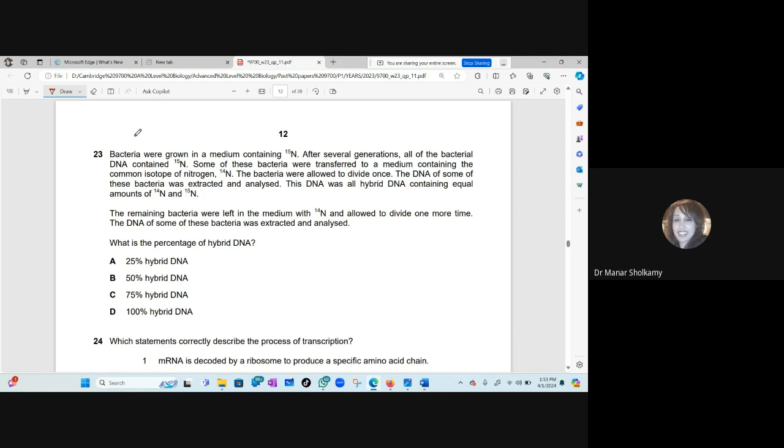Okay, 23. Bacteria are grown in a medium containing the heavy nitrogen. After several generations, all the bacterial DNA contained the heavy nitrogen. Some of these bacteria were transferred to a medium containing the common isotope, the light nitrogen. The bacteria were allowed to divide once. The DNA of some of these bacteria was extracted and analyzed. This DNA was all hybrid DNA containing equal amounts of 14 and 15 nitrogen. The remaining bacteria were left in the medium with 14 nitrogen and allowed to divide one more time. The DNA of some of these bacteria was extracted and analyzed. What is the percentage of the hybrid DNA?